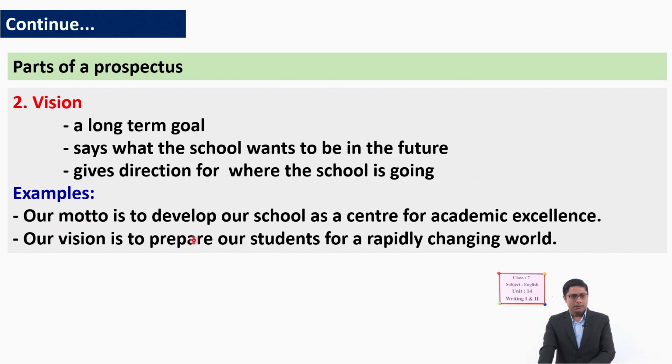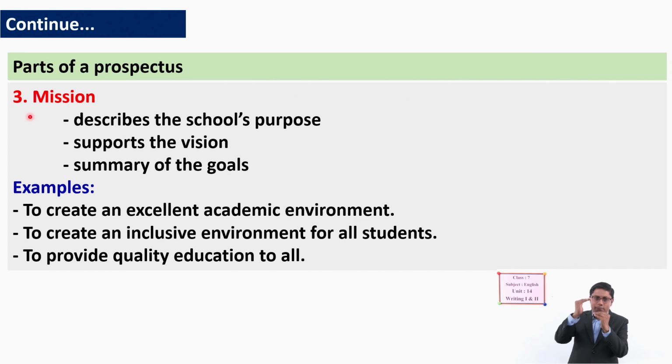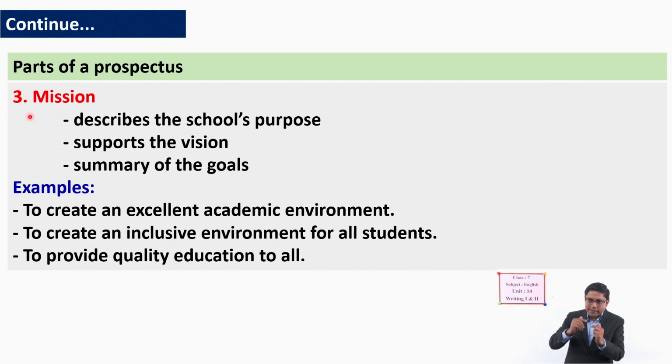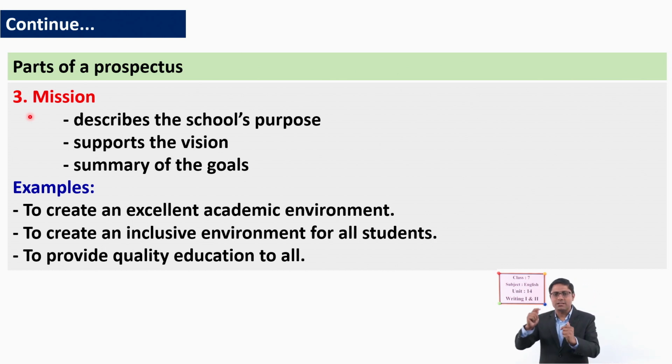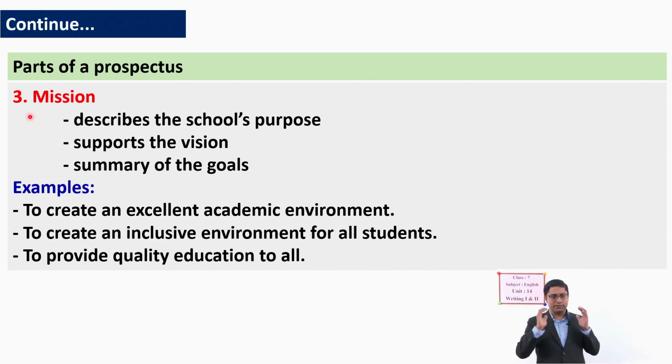Next thing, mission. When we write vision, vision is supported by mission. Vision is a single sentence. Mission is sometimes the elaboration of vision, the detailed form of vision. How can we reach that vision? What are the ways? What things do we need to do to reach that vision? Such things are mentioned under mission. So, we can say mission is goals. Mainly, mission describes the school's purpose. What is the purpose of establishing this school? What is the purpose of studying in this school, for example?